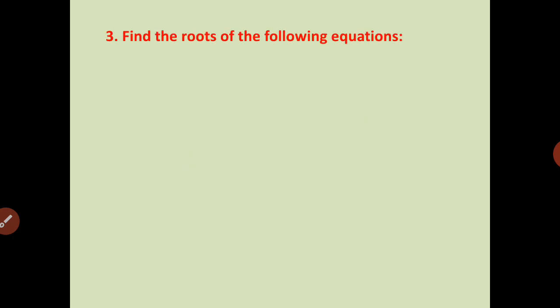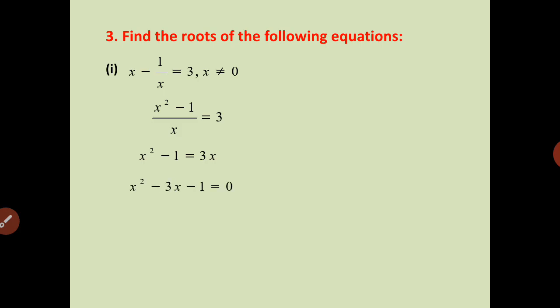Now question number 3, quite similar. Find the roots of the following equation. Here you can see the difference in the form of writing the equation. So let us solve it. We'll write it in a proper manner. LCM taken, x square minus 1 upon x equal to 3, x taken on the other side. Now write it in the standard form. So it is x square minus 3x minus 1. The rest is all the same.